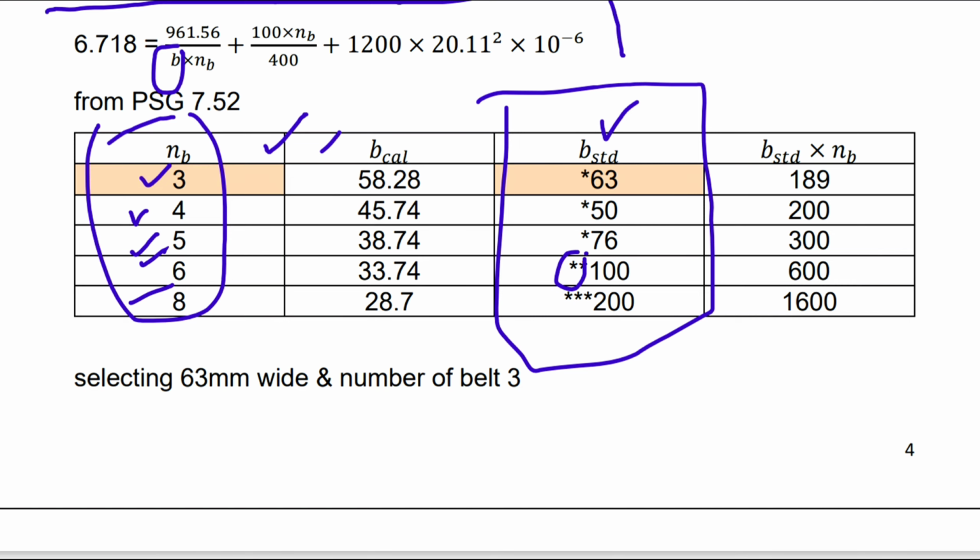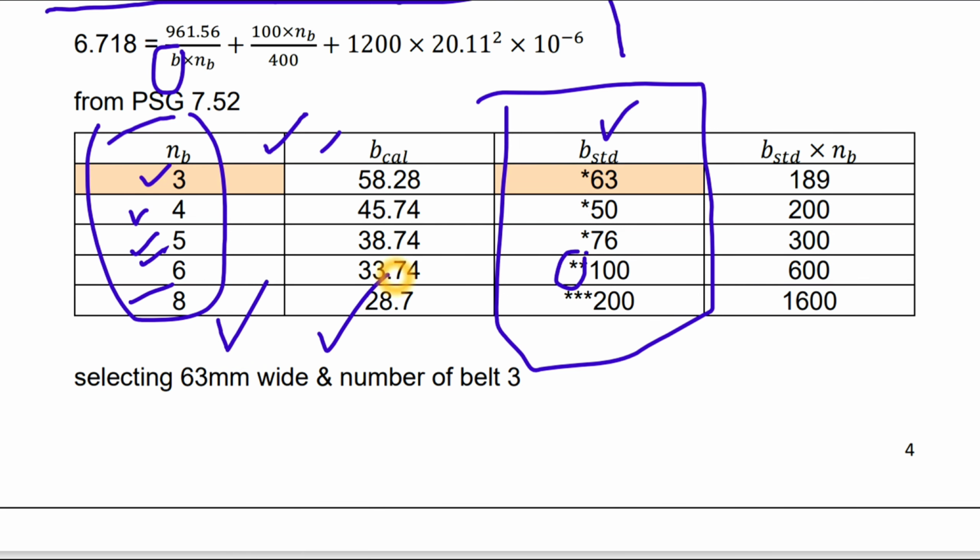As you know, this column is finished, and this column also done. Now the last column is B standard into number of plies: 63 into 3 which will be 189, same 50 into 4 is 200, 76 into 5 is 300, 100 into 6 is 600, 200 into 8 will be 1600, and the last column is also done.